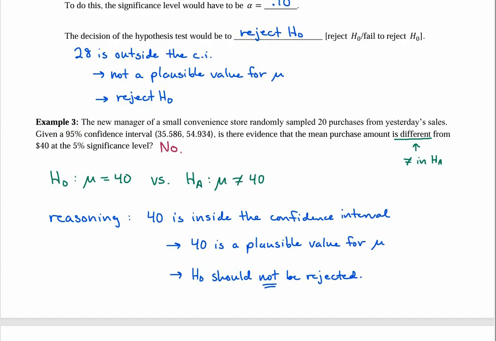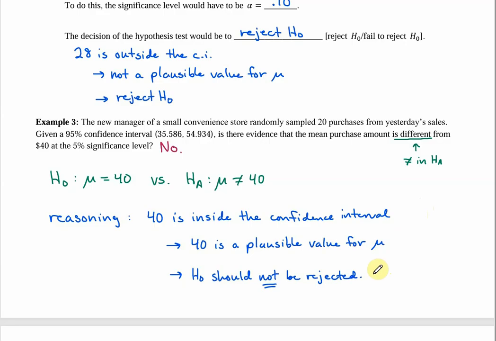Here's everything for example 3 all written up. So we know it has to be a two-sided alternative, but it is there in the wording: "is different from 40." That's the key. That's the red flag there. And the reasoning for the "no" up here is that this time 40 is inside the interval. It's between 35.586 and 54.934. So if it's inside the interval, then that means that 40 is a plausible value for mu. And if it's a plausible value, you don't want to throw it out. So that's why the null should not be rejected in this case.